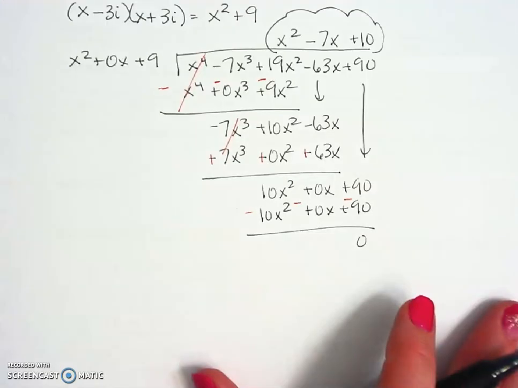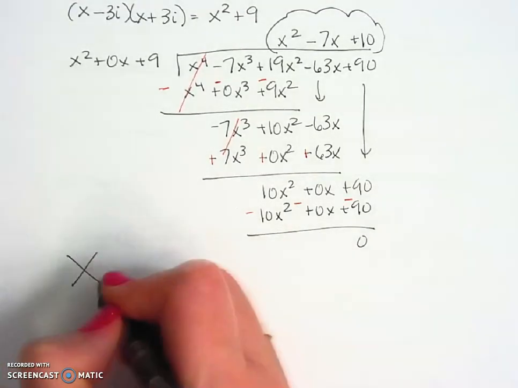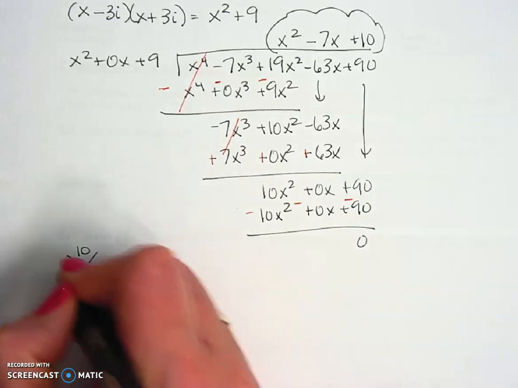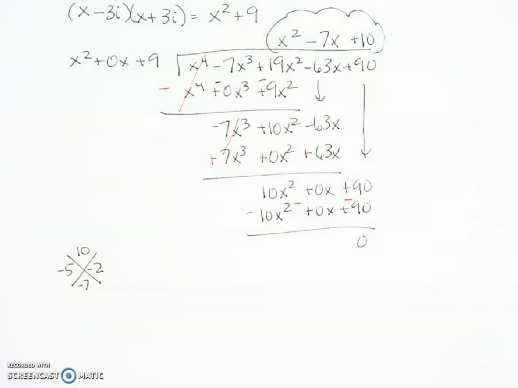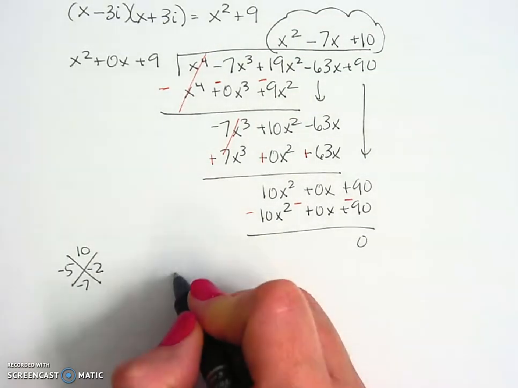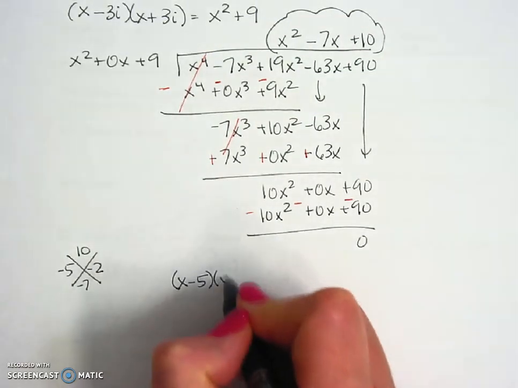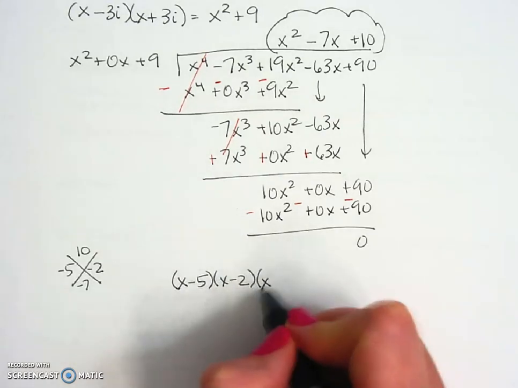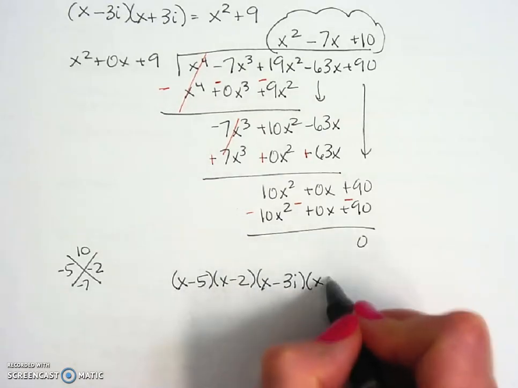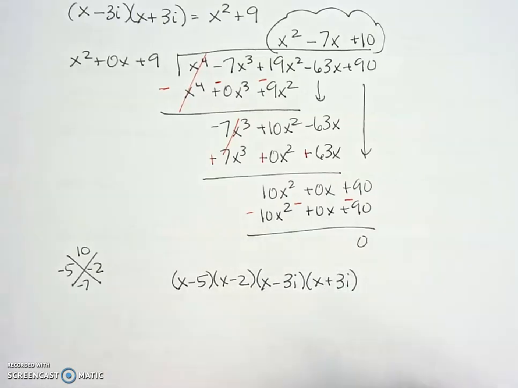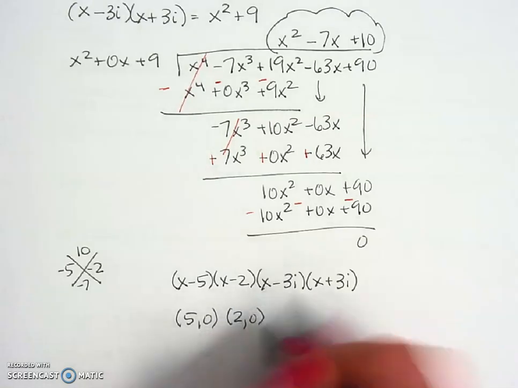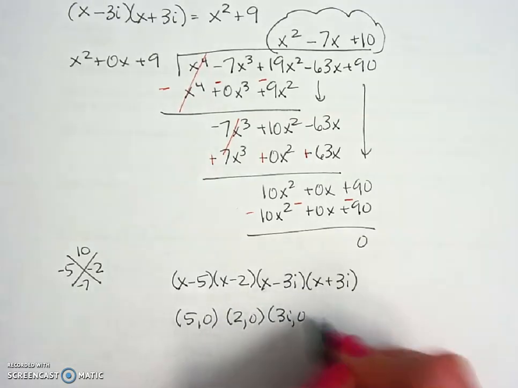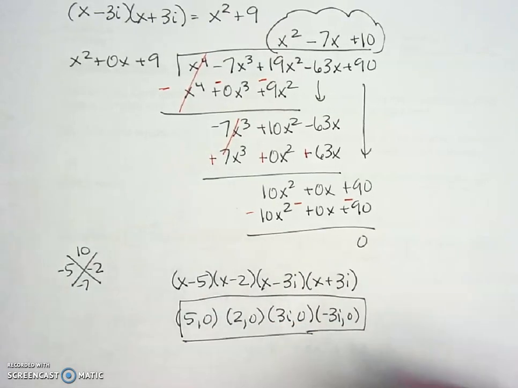So I'm going to do my cross method. What multiplies to 10 and adds to -7? It's -5 and -2. A is 1, so this is my shortcut method. So here are my factors. x minus 5, x minus 2, and then I had the original ones. So my roots are 5, 0, 2, 0, and you're done.